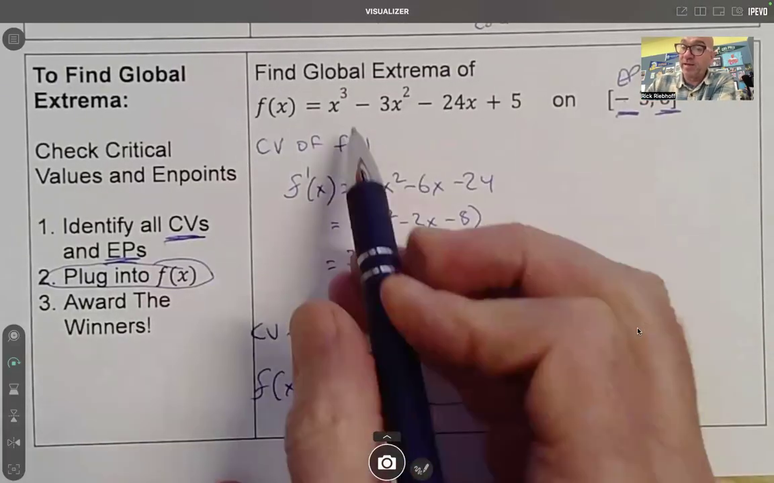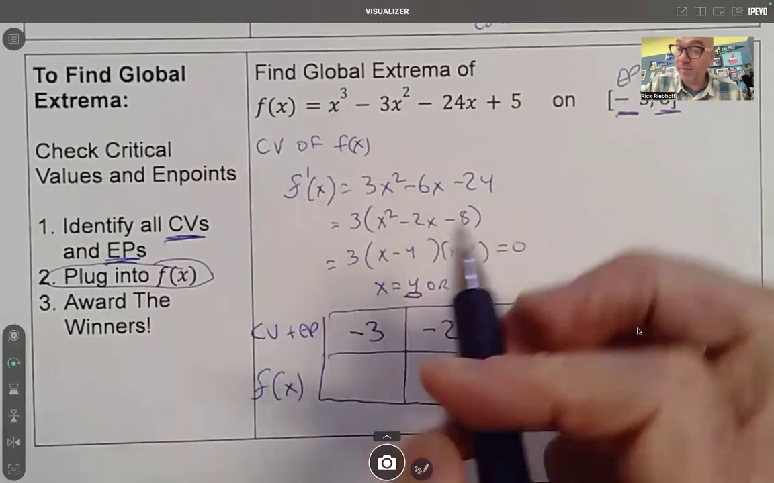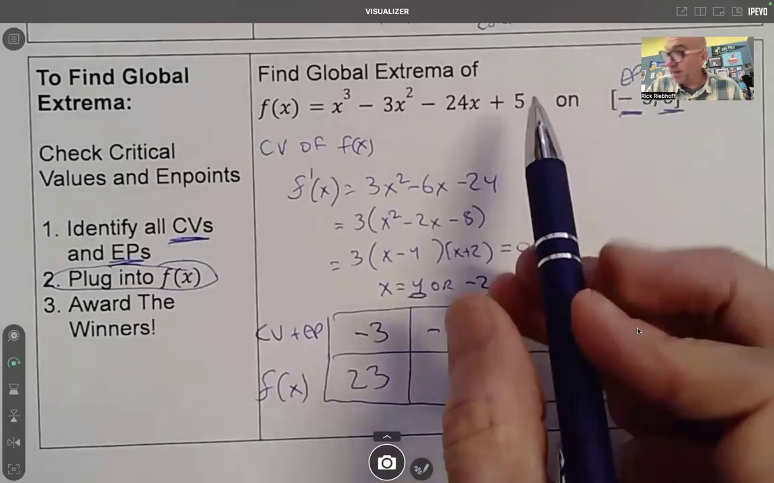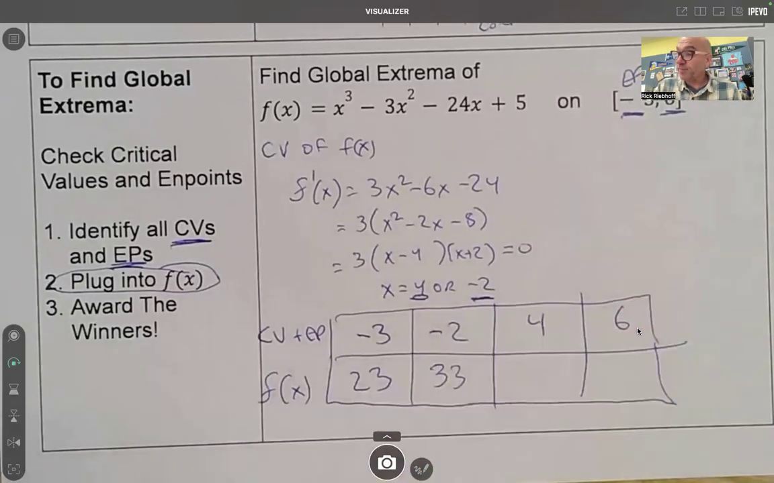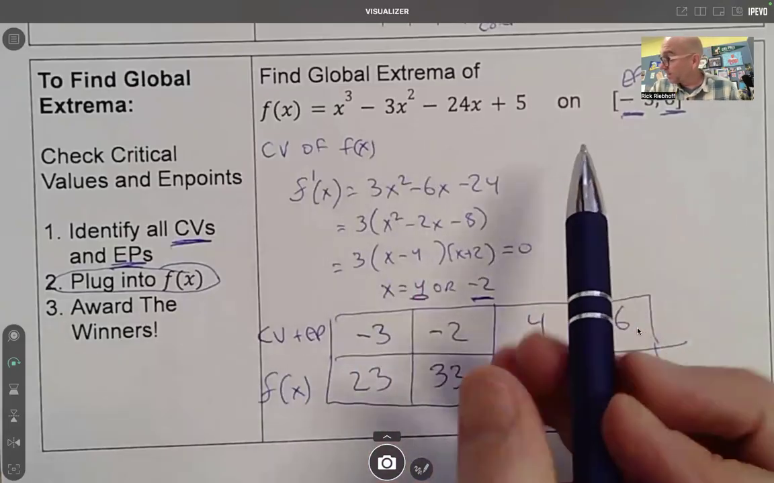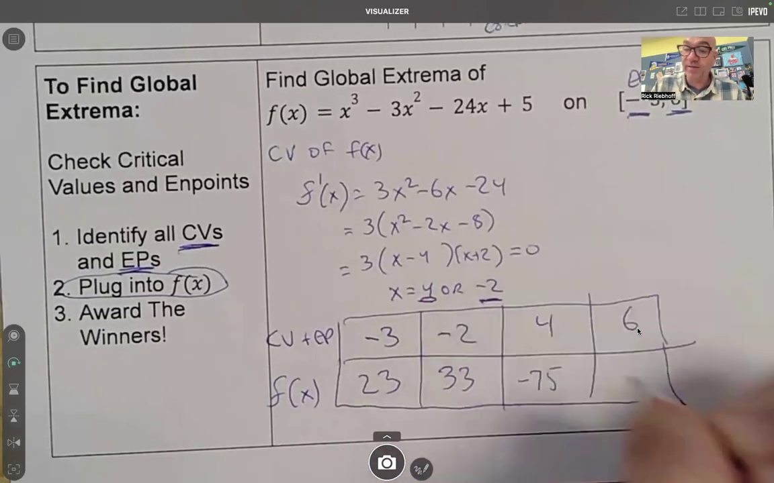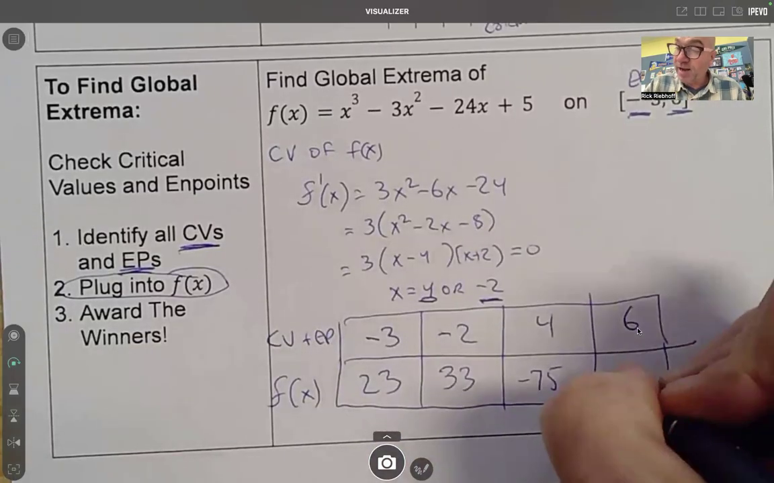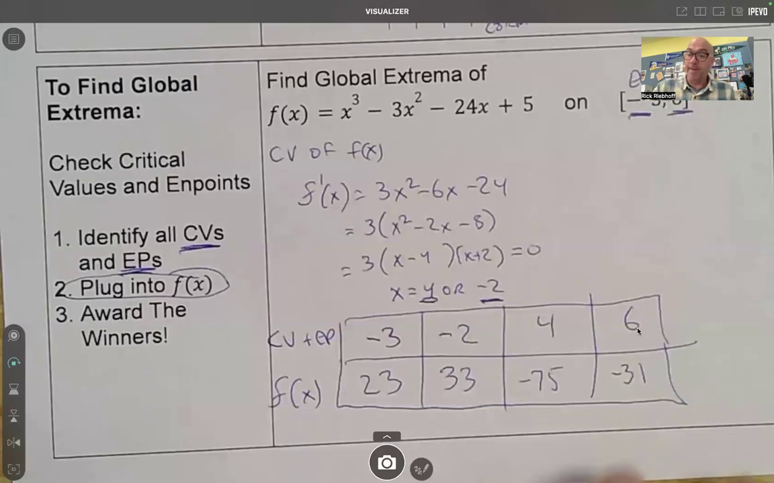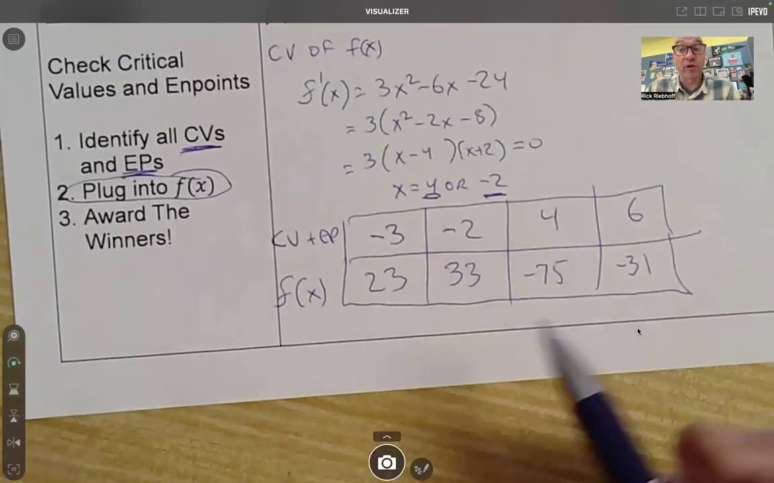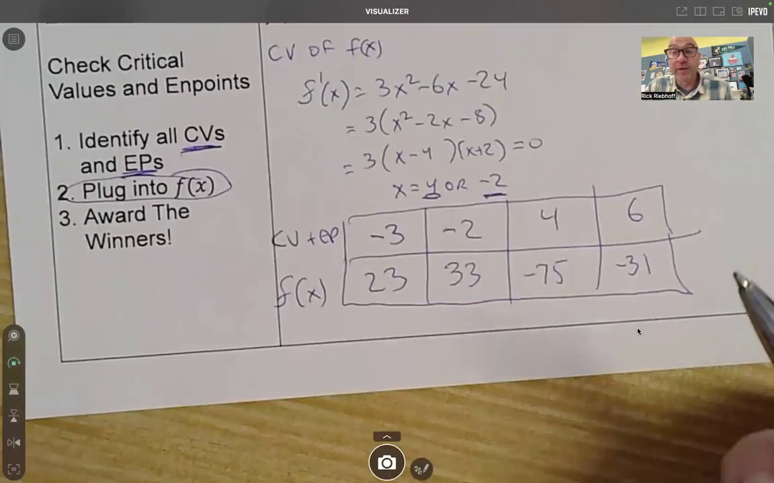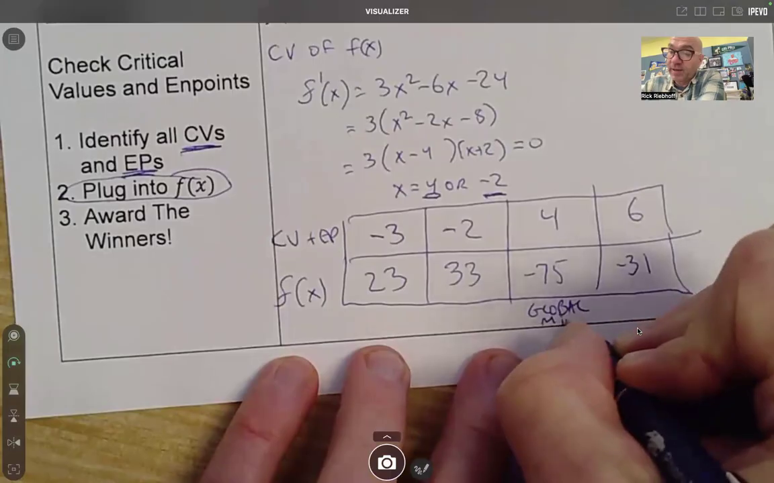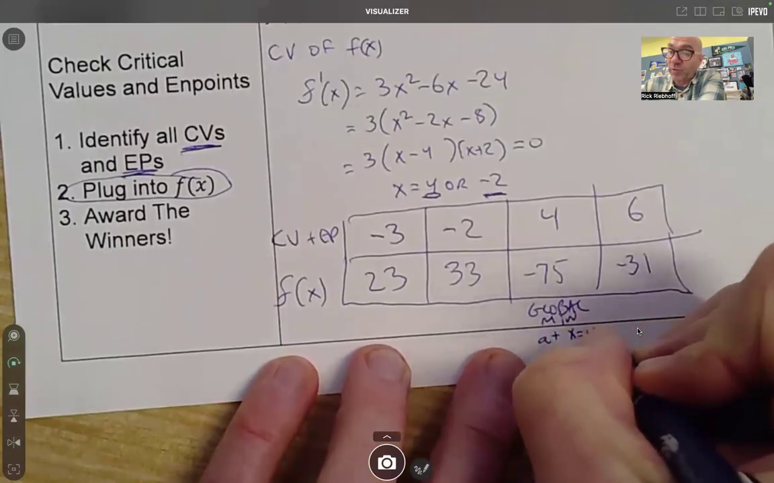So negative 3 into this. I did it already on my calculator, and that was 23. When I plugged negative 2 into this, I got 33. When I plugged 4 into this, I got negative 75. And when I plugged 6 into this, I got negative 31. So these are the four options for global max and global min. Do we have a winner? What's the lowest? Yay, global min at x equals 4.